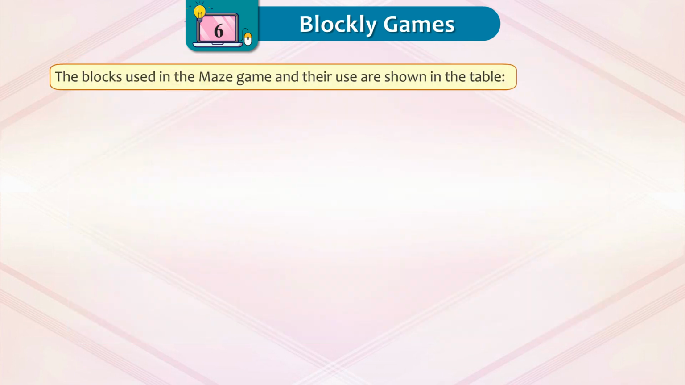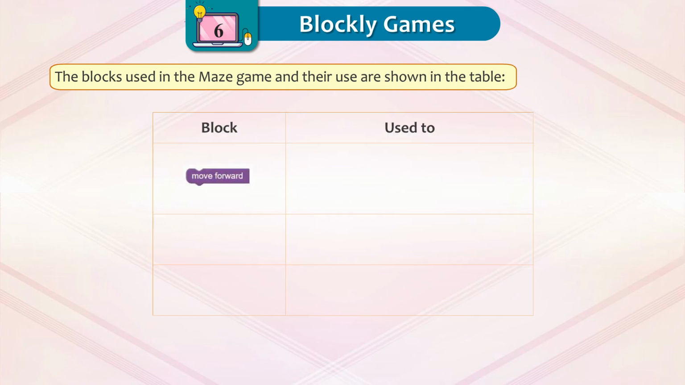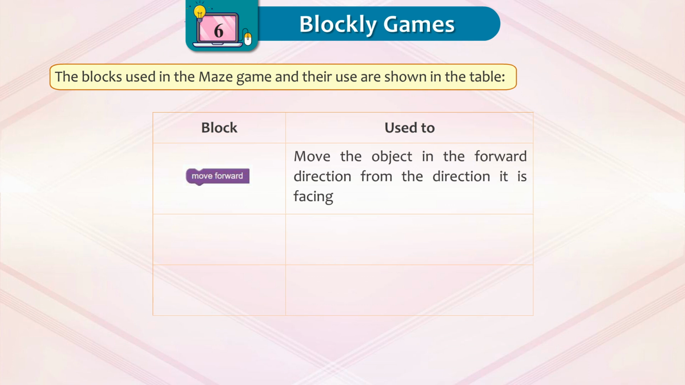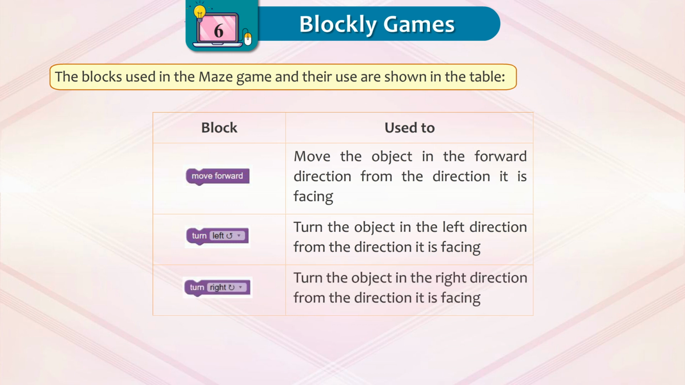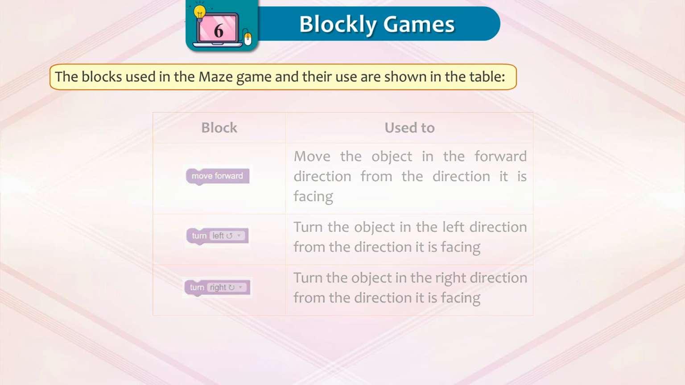The blocks used in the maze game and their use are shown in the table. Block used to move forward. Move the object in the forward direction from the direction it is facing. Turn left. Turn the object in the left direction from the direction it is facing. Turn right. Turn the object in the right direction from the direction it is facing.